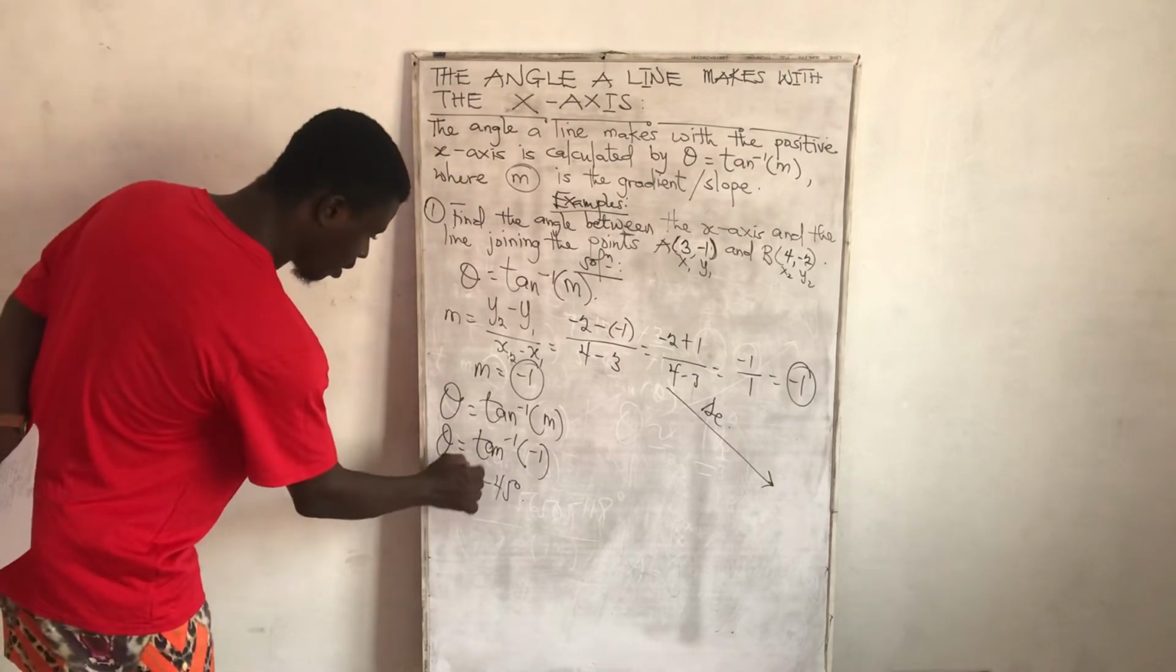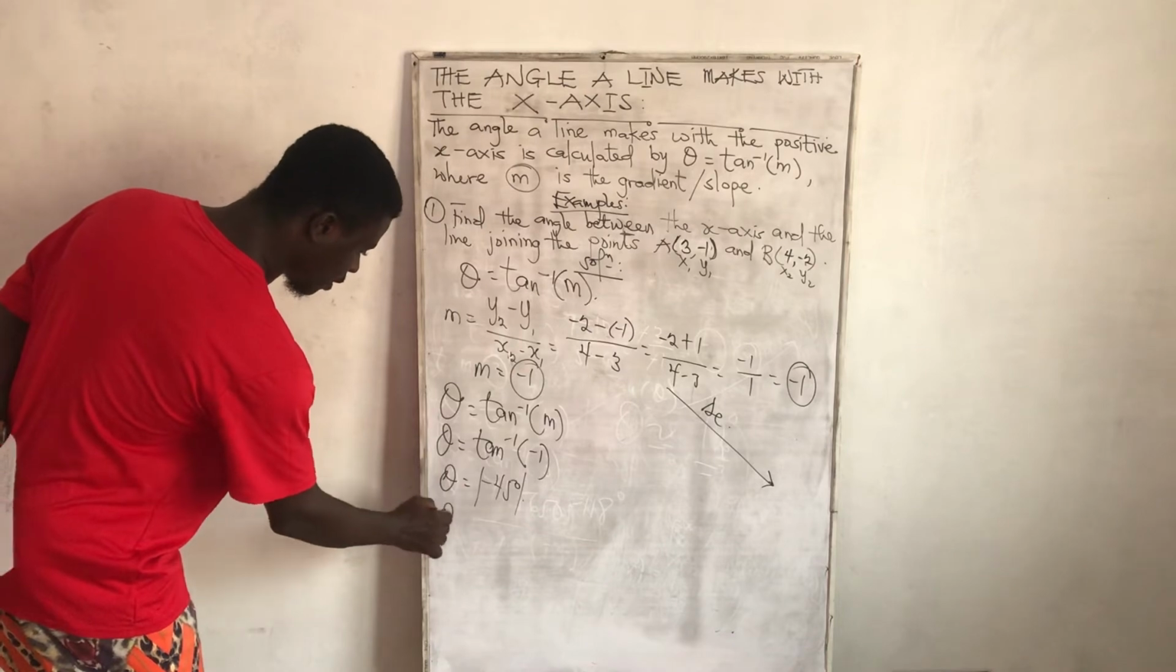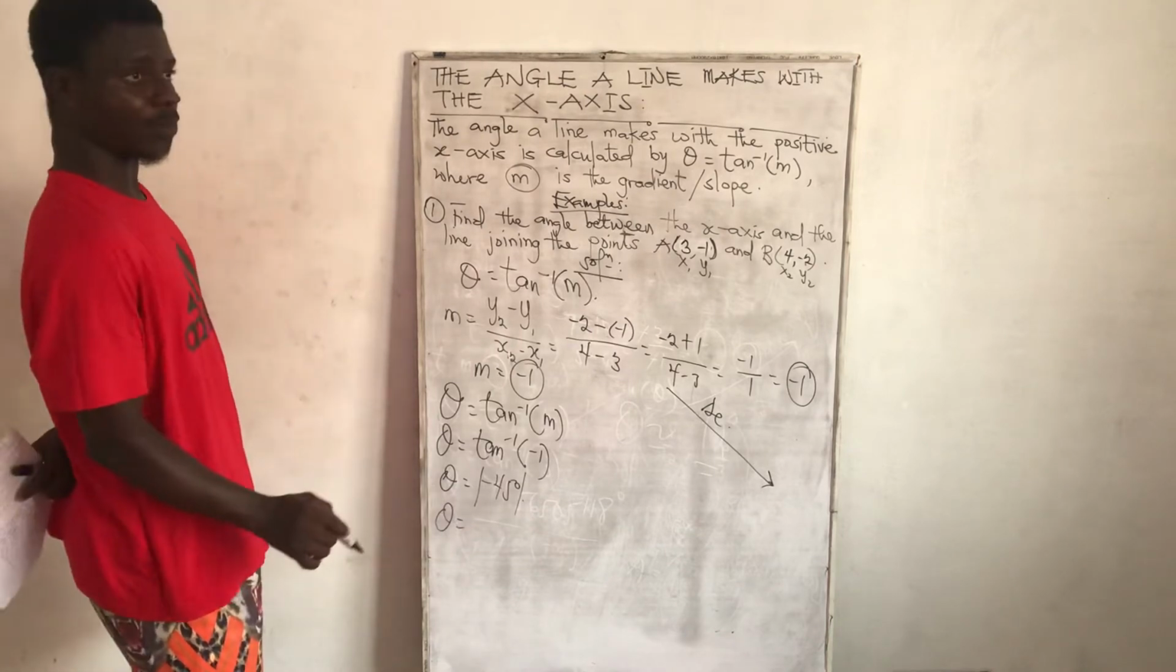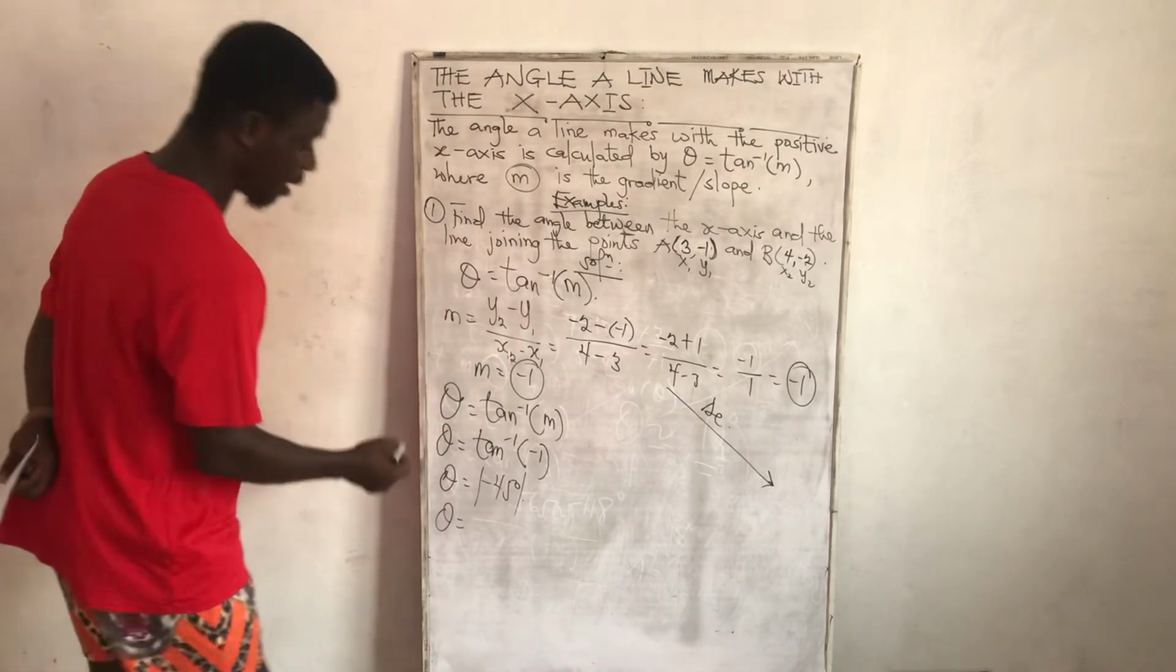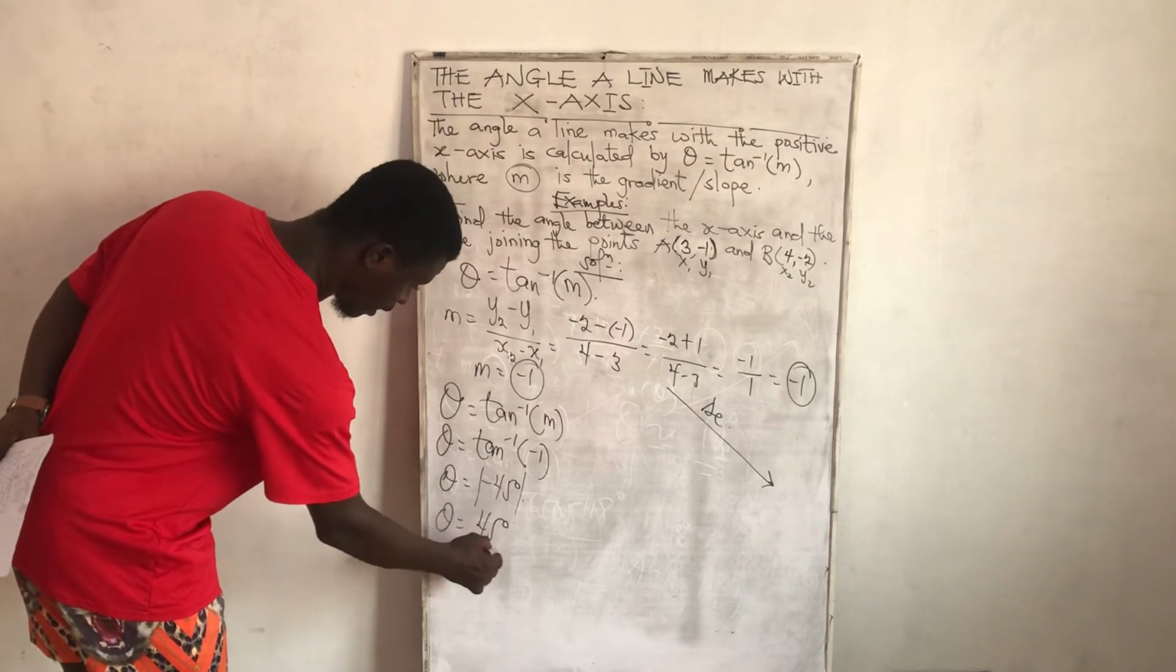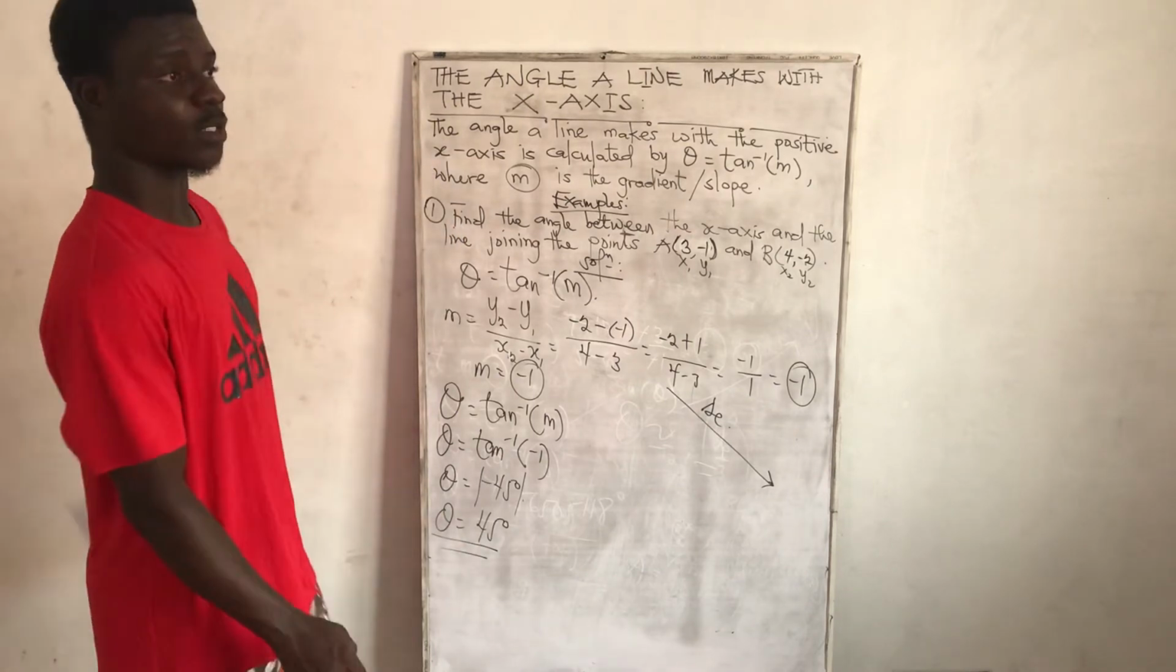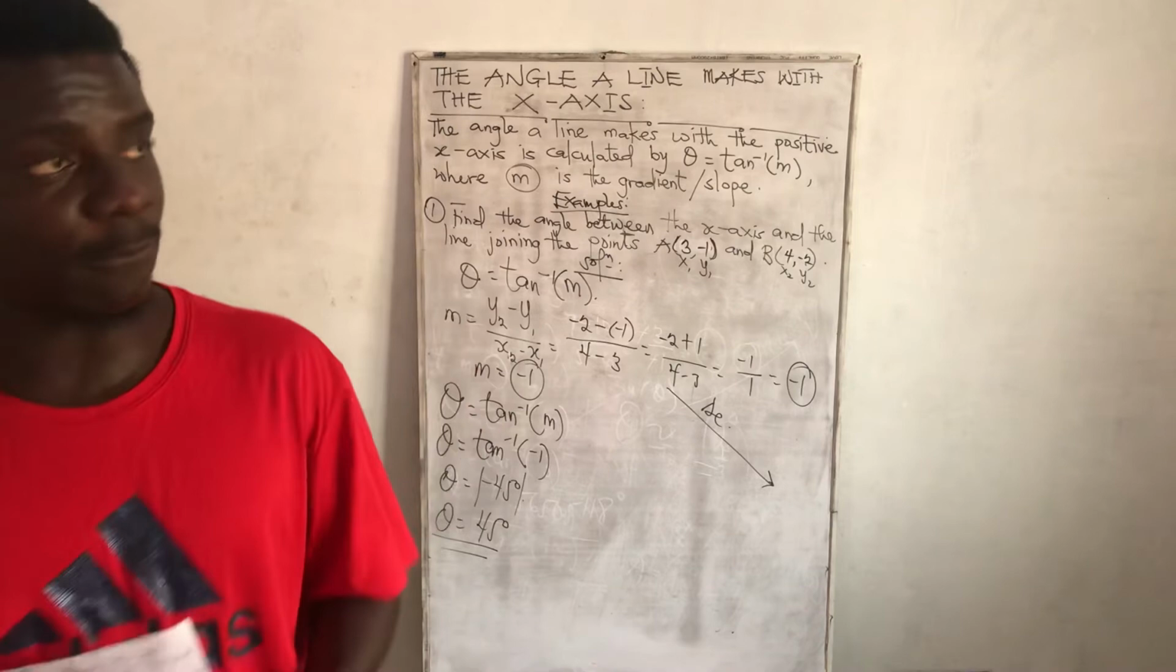Now here we can take the absolute value. When we take the absolute value, it takes away the negative, so we get 45 degrees. So kindly watch it carefully.